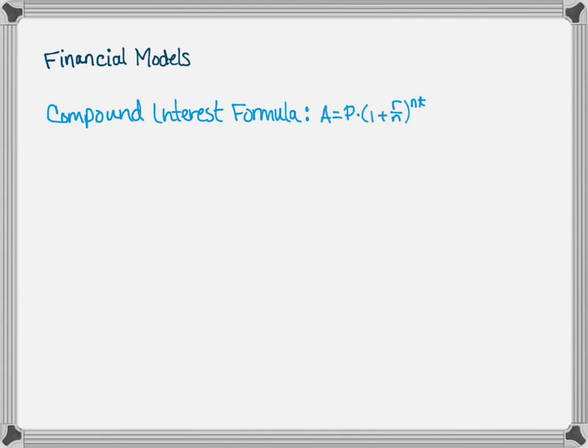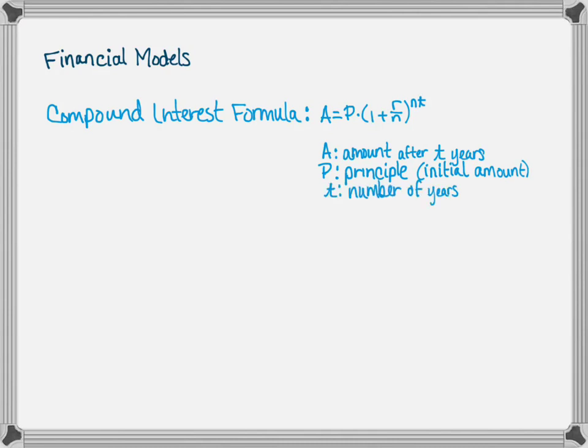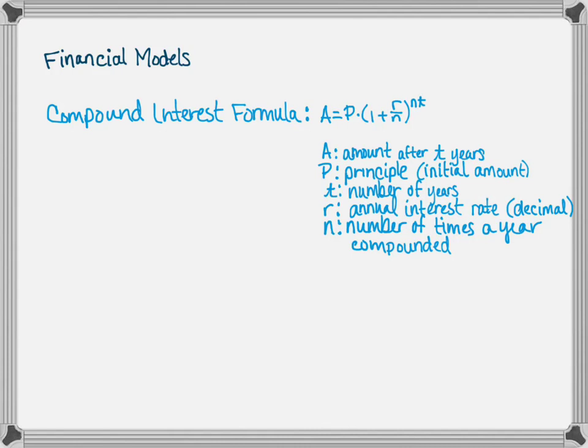A equals P times the quantity 1 plus R over N, all raised to the NT power, where A represents the amount after T years. P is the principal, which is the initial amount of money invested. T is the number of years. R is the annual interest rate as a decimal. And N is the number of times a year that interest is compounded.